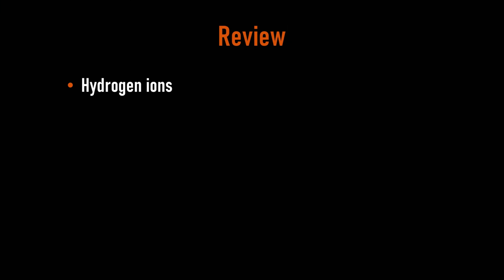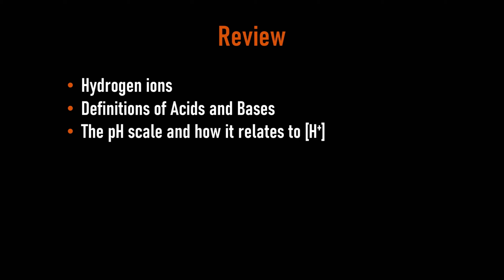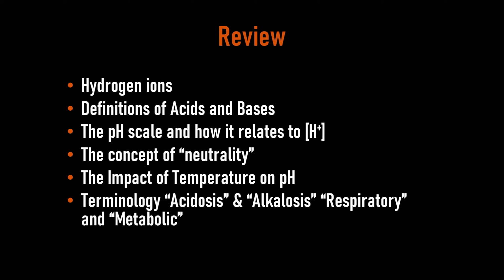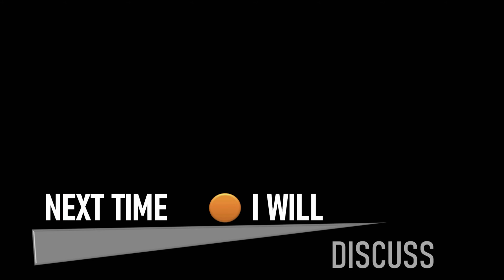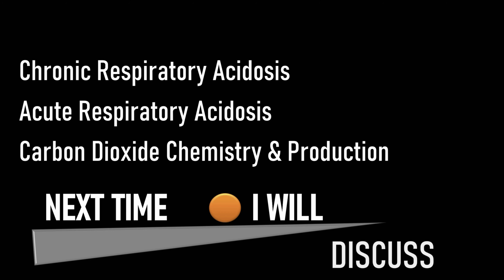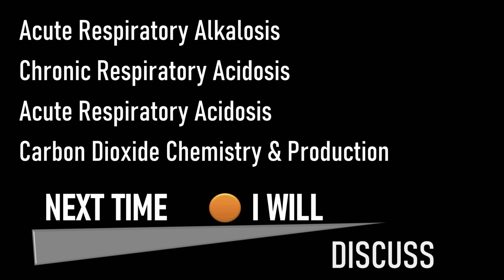Now let's review this tutorial. In this tutorial, I discussed hydrogen ions and the definitions of acids and bases. I discussed the pH scale and how it relates to hydrogen ion activity. I talked about the concept of neutrality, the impact of temperature on pH, the terminology for acidosis and alkalosis, respiratory and metabolic. Next time, we're going to delve into acid-base chemistry, and I'm going to talk about carbon dioxide chemistry and production, acute respiratory acidosis, chronic respiratory acidosis, and acute respiratory alkalosis. Join me then, and I guarantee you'll learn something.